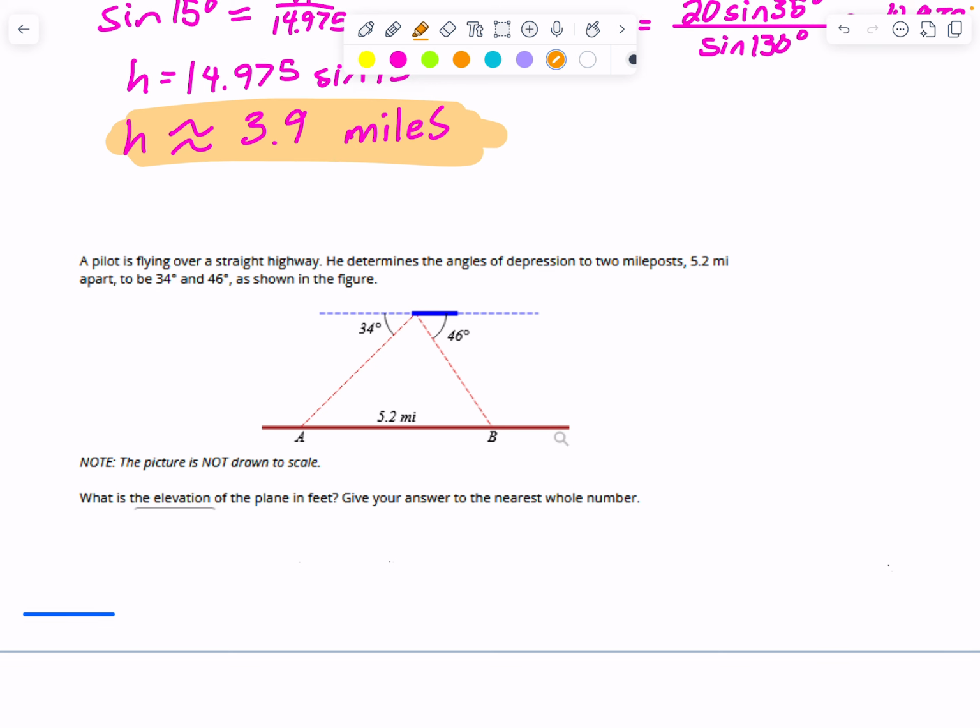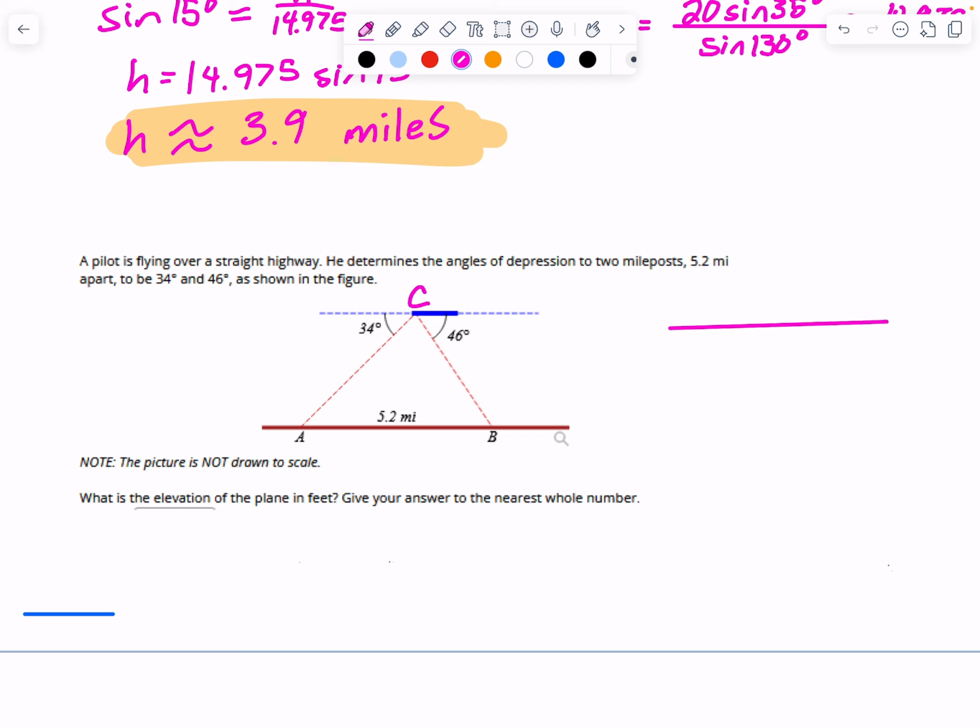Notice my triangle AB, and they didn't label it, but we'll call it C up here. A, B, and C. A pilot is flying over a straight highway. He determines the angles of depression to two mileposts 5.2 miles apart to be 34 and 46. Okay, so they labeled it. Now, here's the deal. We can actually get the angles inside the triangle by doing this.